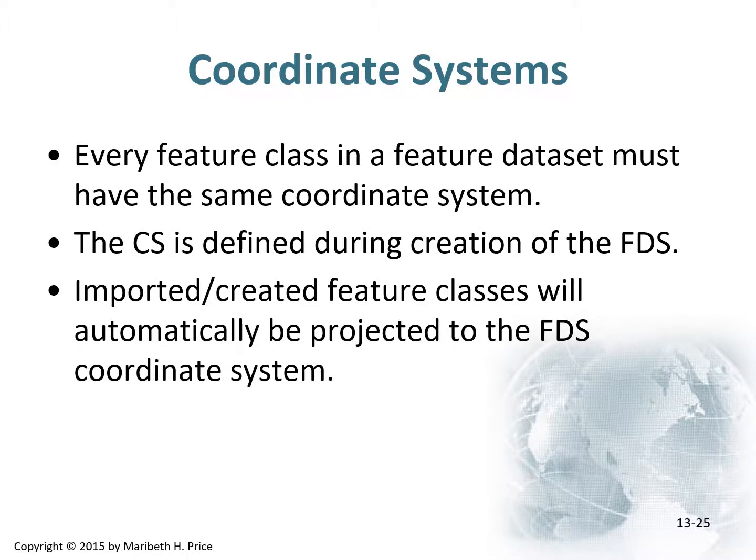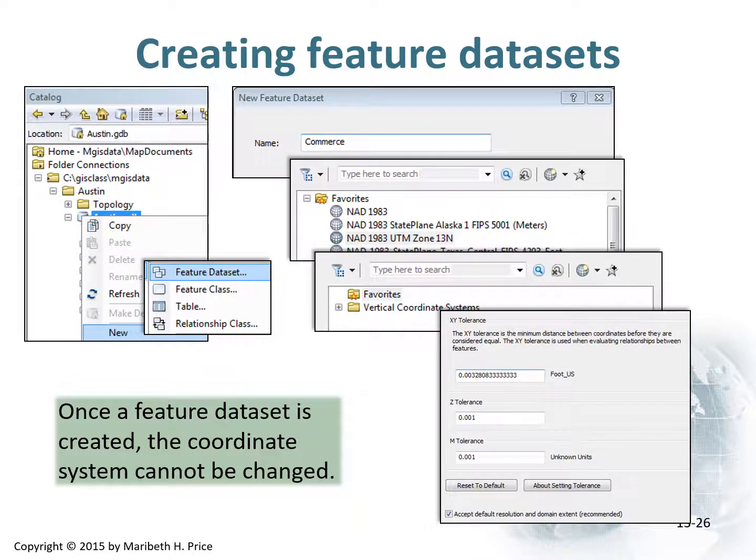Coordinate system: every feature class in a feature data set must have the same coordinate system. So if you have a feature data set that has various polygons of habitat based on species, they all have to be in the same coordinate system or they can't be part of the same feature data set. The coordinate system is designed during the creation of the feature data set. Imported and created feature classes will automatically be projected in the feature data set coordinate system. So how do we create feature data sets? Same way: geodatabase, new, feature data set.